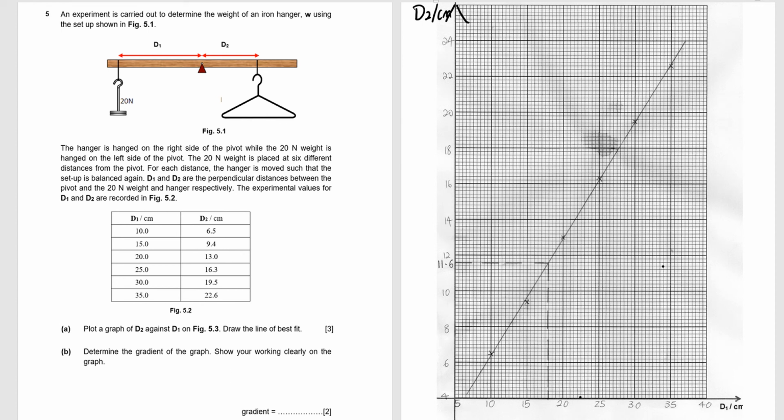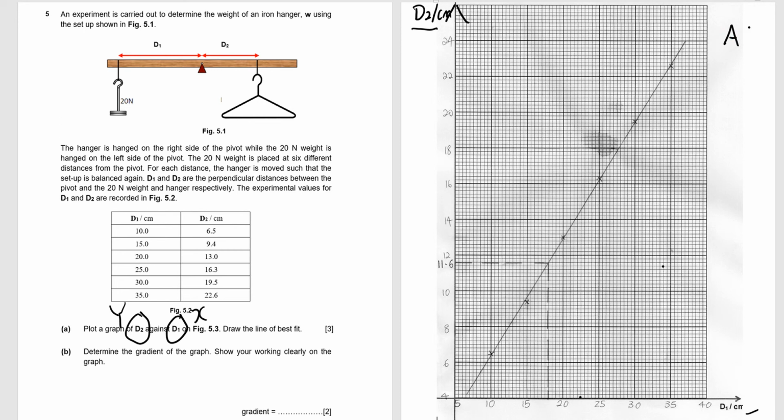In this question, you are asked to plot a graph of D2 against D1. Each time you're asked to plot a graph, do take note that the first quantity that's being mentioned is always your y-axis or your vertical axis, and the second quantity that's being mentioned is your x-axis, or the horizontal axis. So D2 will be on your y, D1 will be on your x, and you will be able to get your 1 mark for axis.